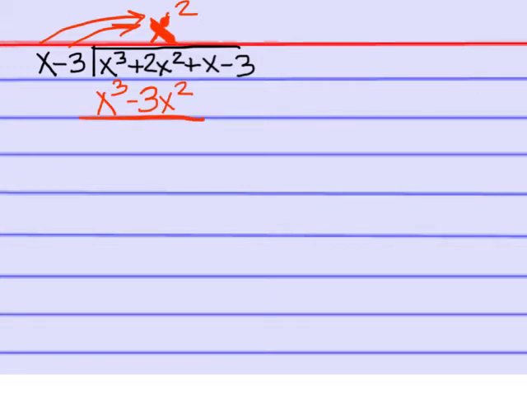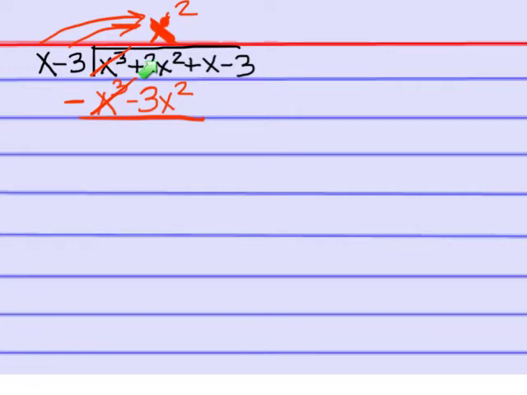So again, what we did is we found x squared by figuring out what's missing when you multiply x by a constant to get x to the third. X times x squared gives me x to the third. And once I found this x squared, I do x times x squared to get x to the third, and then x squared times minus 3 to get minus 3x squared. Just like any long division problem, you subtract at this point. So x to the third minus x to the third is gone.